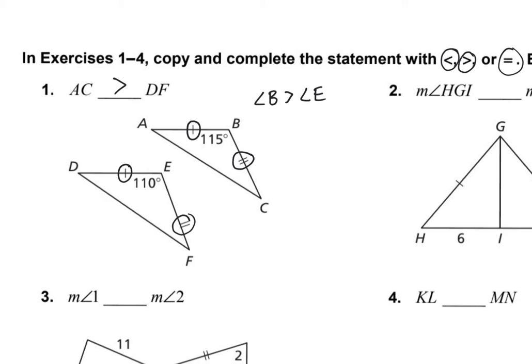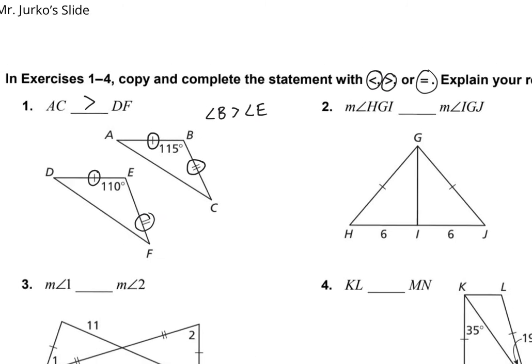that AC is bigger than DF. Moving on, number 2. The measure of HGI and the measure of IGJ. Got it? They're equal. Why? Because they are congruent. Very good. They're congruent triangles because of side, side, side. And this angle needs to be congruent to this one. So they are definitely equal.